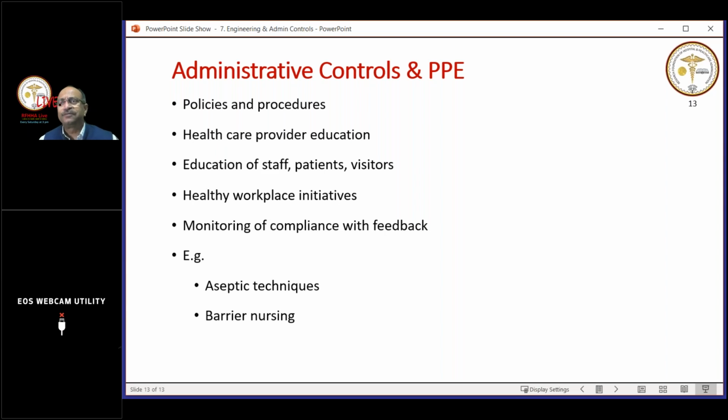So these are the examples we have discussed, the aseptic techniques or the barrier nursing. So this finishes today's presentation.